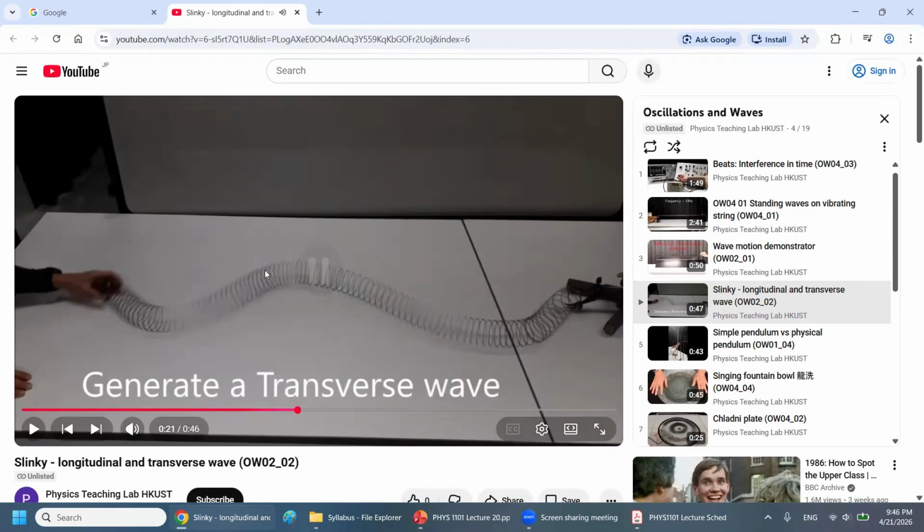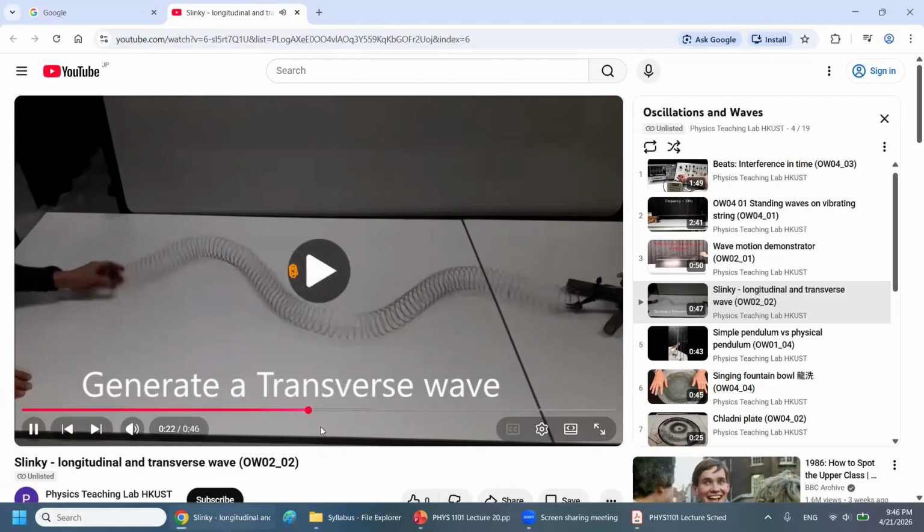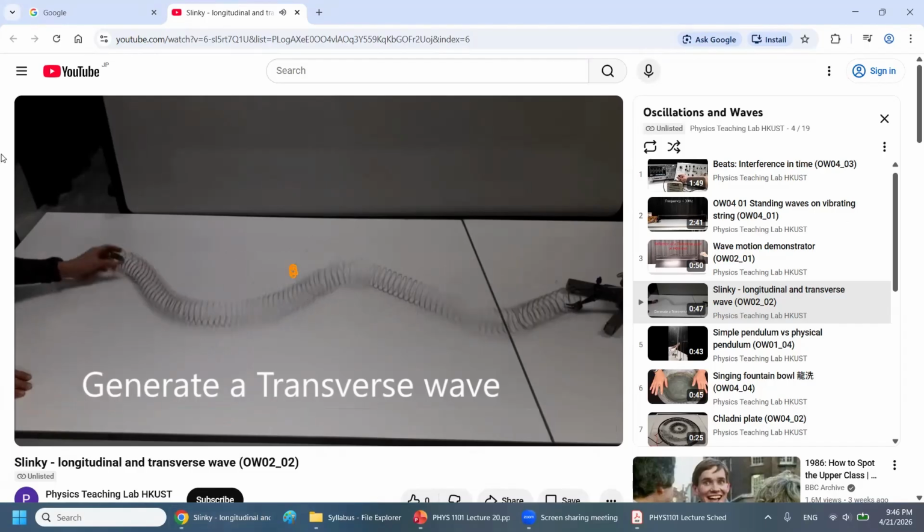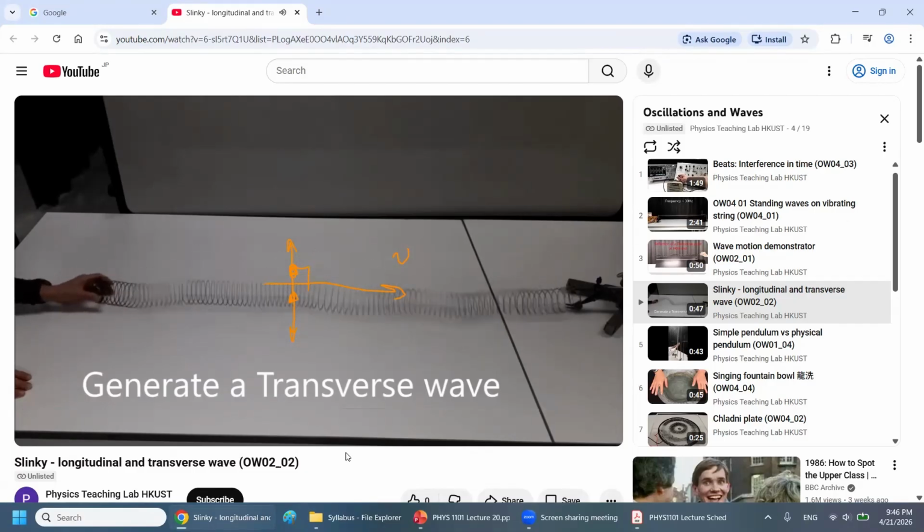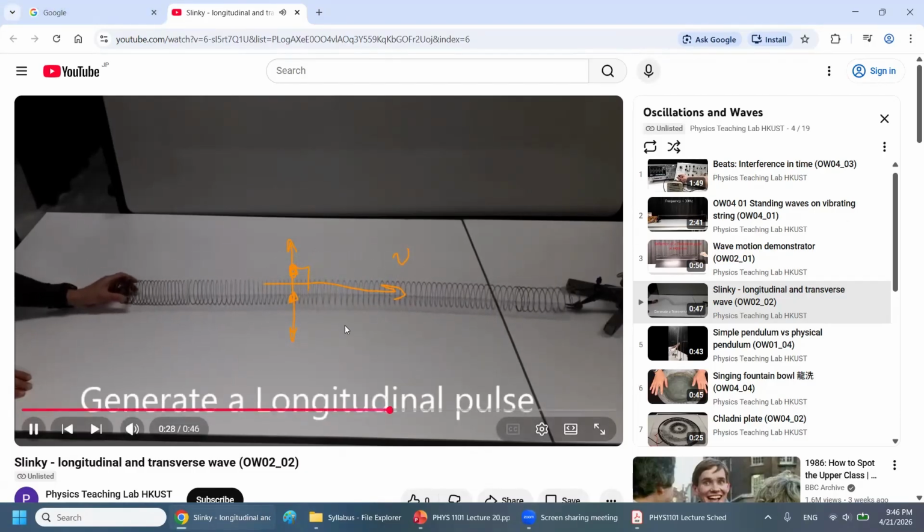And we see that for each point inside this slinky, if we track it in time, this point is actually moving up and down. For example, at the next time it moves to here. So it's moving in this vertical direction, but the wave is actually traveling in the horizontal direction. So it's perpendicular, and it is a transverse wave. We can see that the disturbance is propagating towards the right.